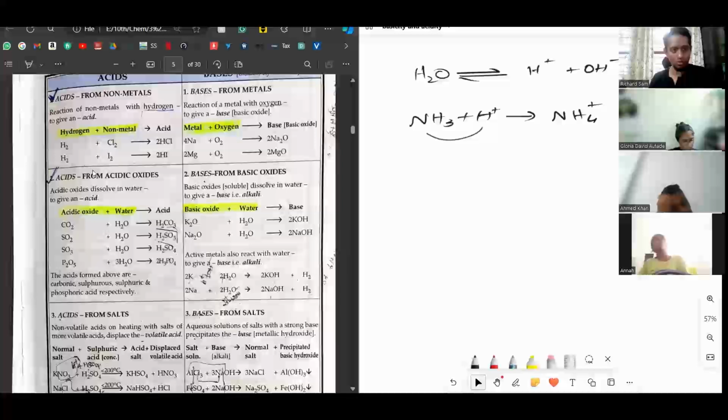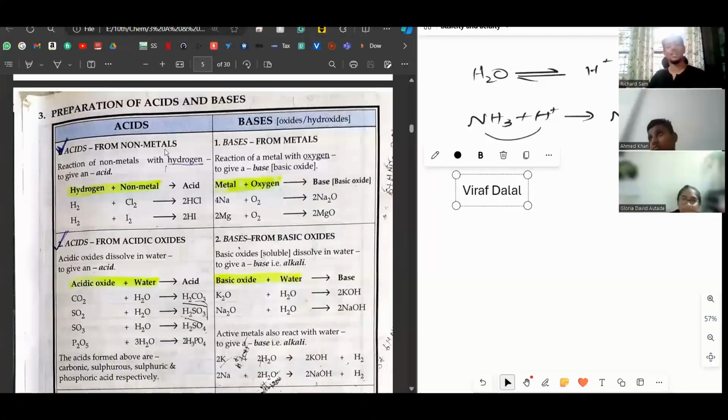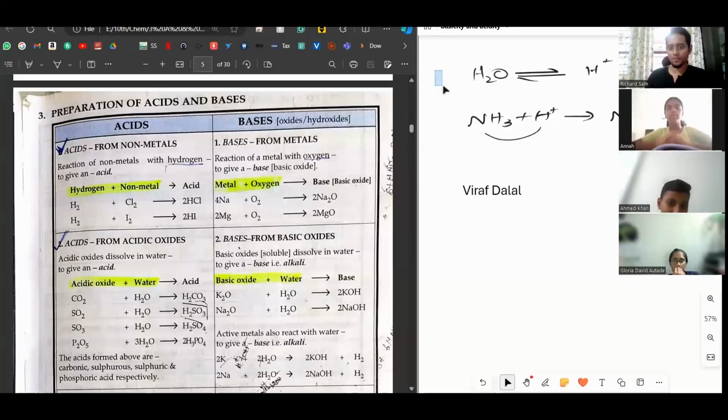Okay, so coming to preparation of acids. So look, first acids. We already know that an acid is made up of hydrogen and a non-metal. We saw that in the beginning, right? What is an acid?